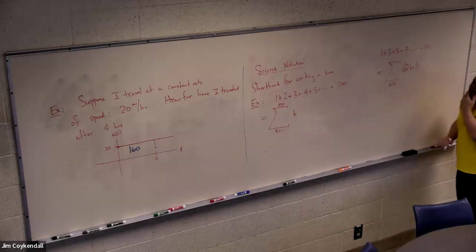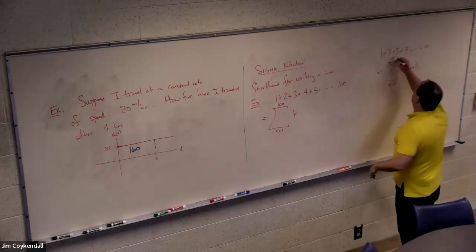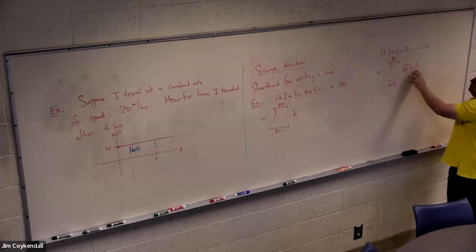Where am I done? Because the last one needs to be 101, that means that k must be 50. 2 times 50 is 100, plus 1. Right?